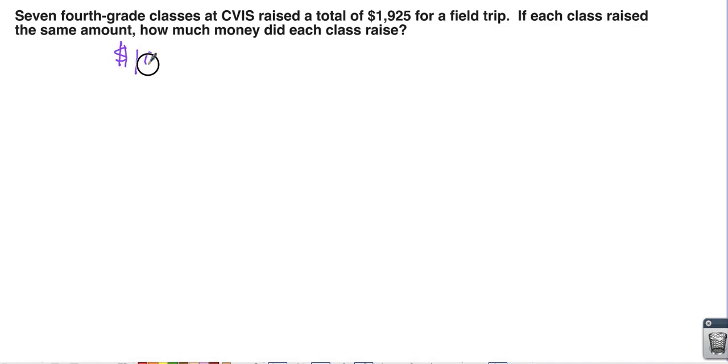Okay, so I have $1,925 divided into 7 classes, and I need to think about how much money did each of those classes raise. So now I have a 4-digit dividend. Okay, I have to estimate just like I've done before. I have 1,925. Maybe I'll make that be 2,000.